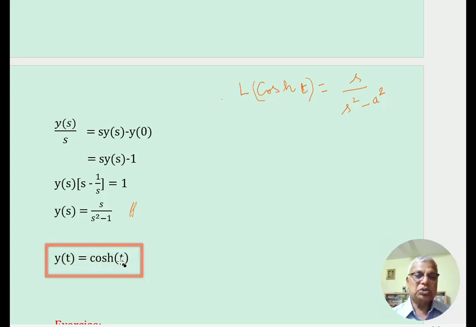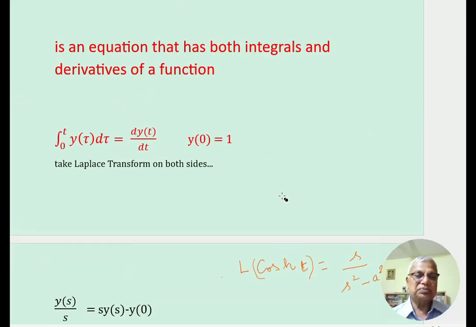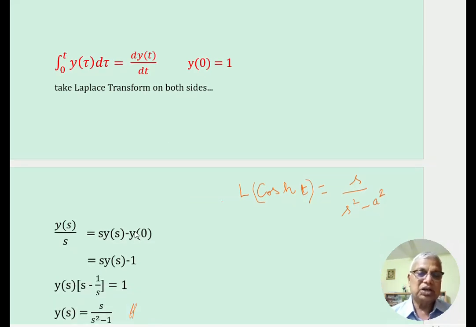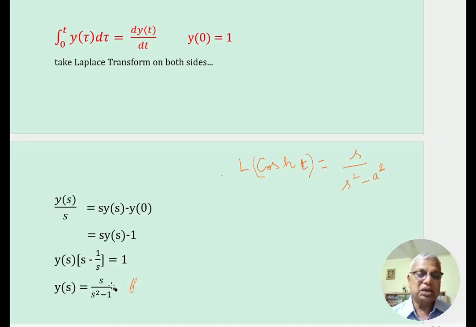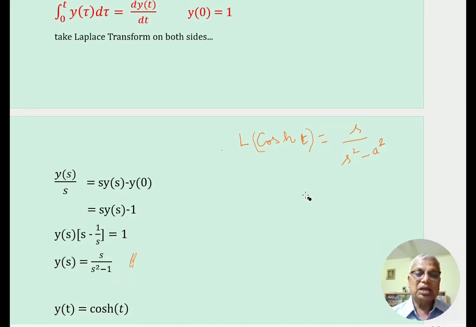So this is the solution of this equation. It's a simple integro differential equation. After taking Laplace transform, we got a simple expression, which can be directly handled using this formula. Using this formula, you can directly write the Laplace inverse. It is cosh t. I hope you understood this.